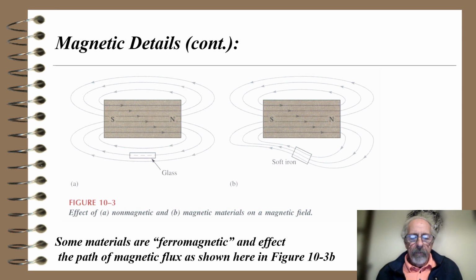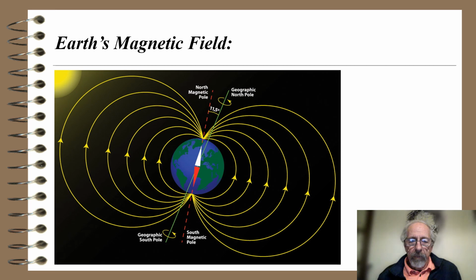In this figure, we show a bar magnet with north and south poles, and then we have two materials. Glass, for instance, is not magnetic. It is non-magnetic, and therefore it doesn't affect the flux lines around the magnet. On the right-hand side, we see soft iron, which is ferromagnetic, or a magnetic material, and it can affect the path of a magnetic flux. It alters what the magnetic lines of flux do.